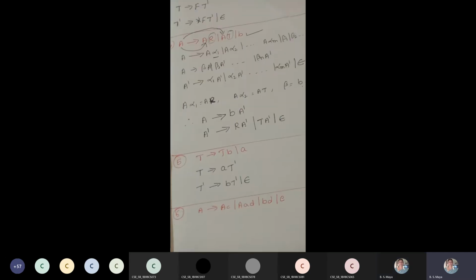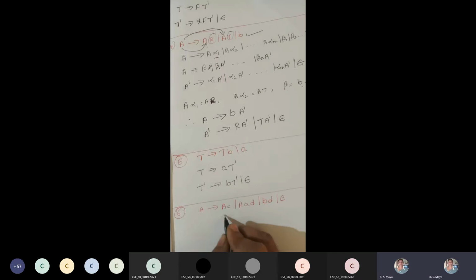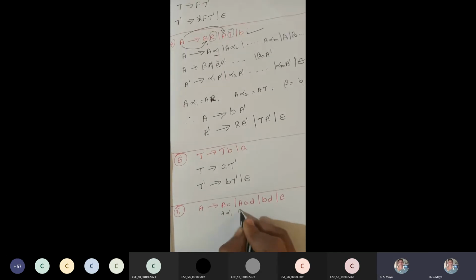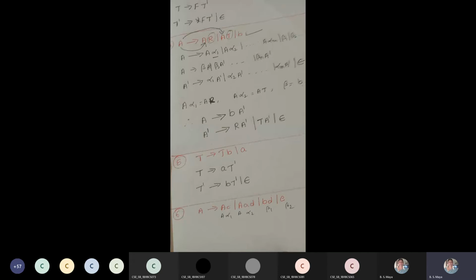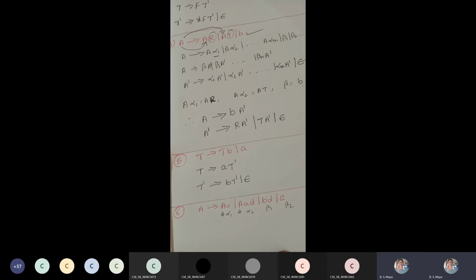A derives, you can look like this: A alpha 1, A alpha 2, beta 1, beta 2. Now how to start? A derives, what is beta now? Beta is BD into A dash, or E A dash. One more beta, E A dash.